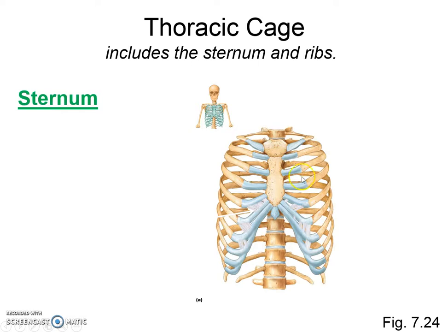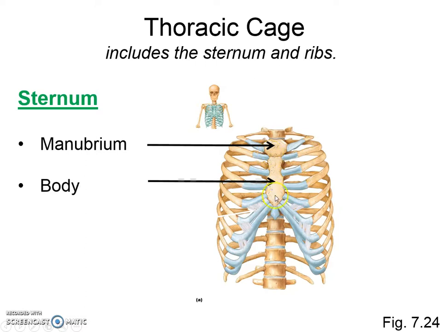So the sternum is right here. It's the most anterior part of your chest. The sternum can be broken down into three individual parts. The first is the manubrium, which is the most superior part. The second is the body, which is the majority of the sternum. And the third is the xiphoid process.